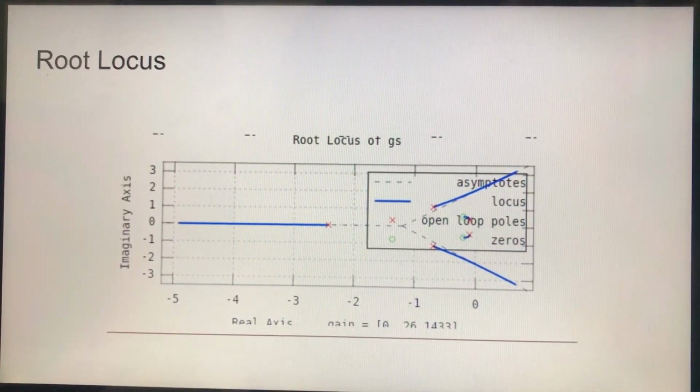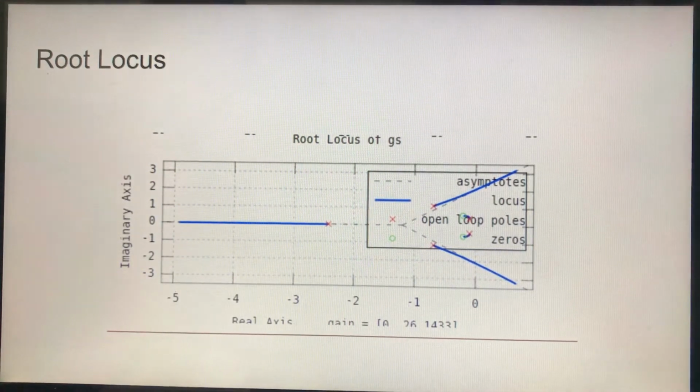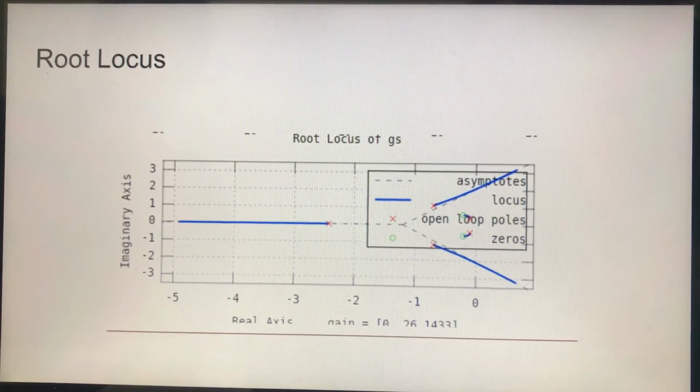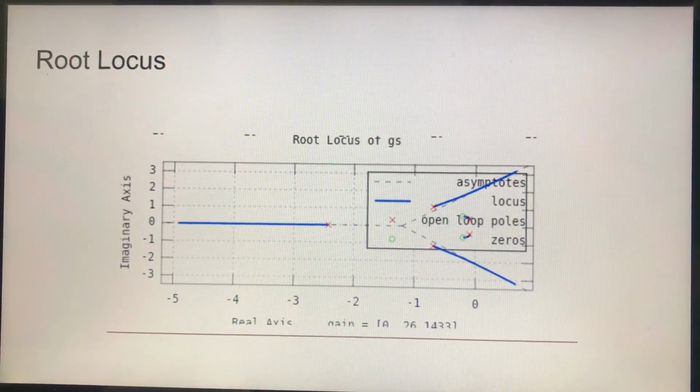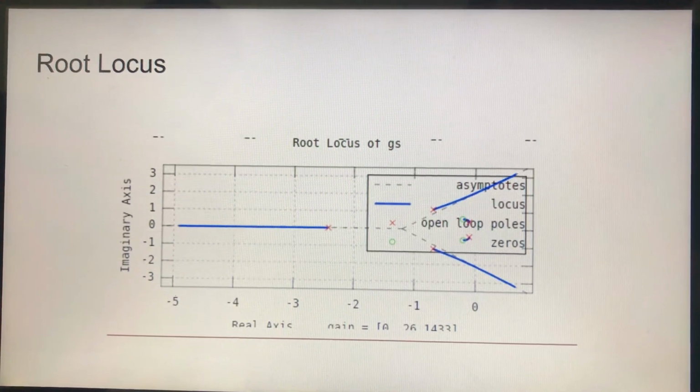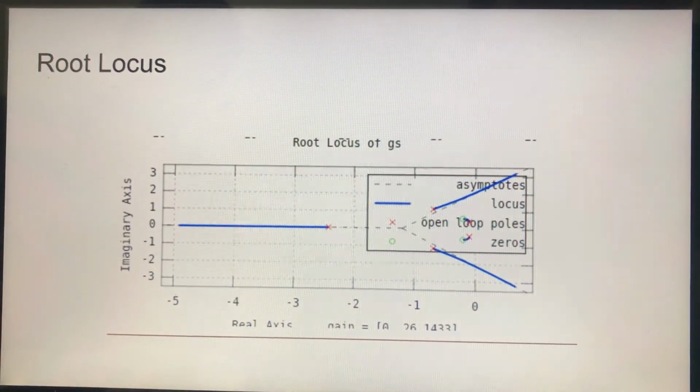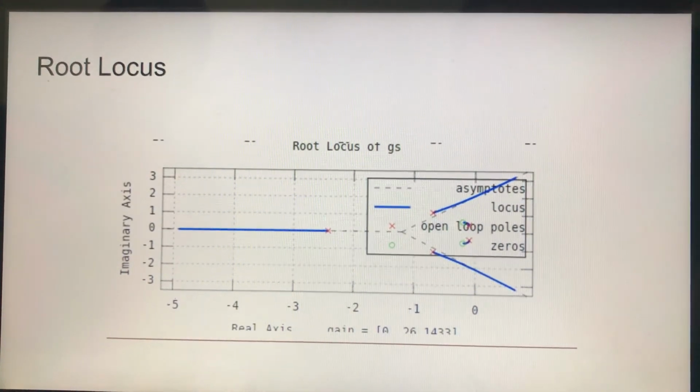So for the root locus, the poles and zeros are all on the left side of the imaginary axis, which means the system is stable. But when the Kc reaches 4, the system starts to become unstable.